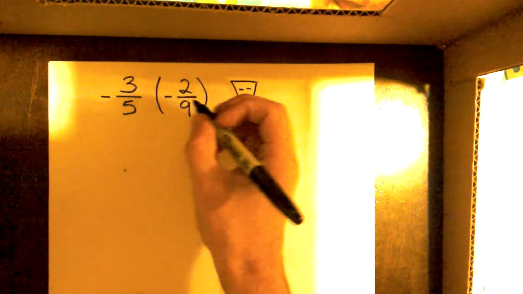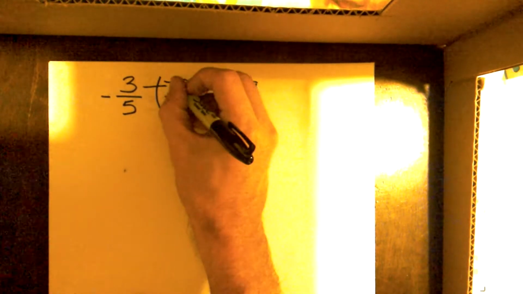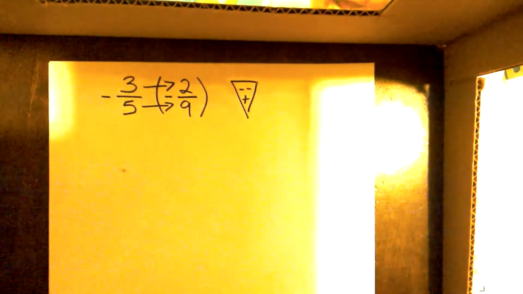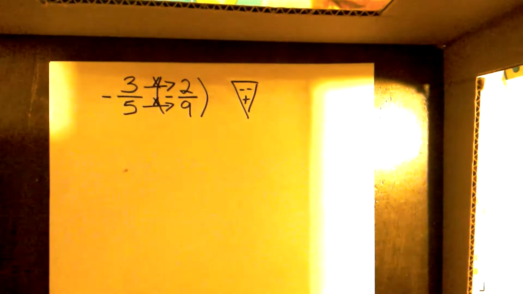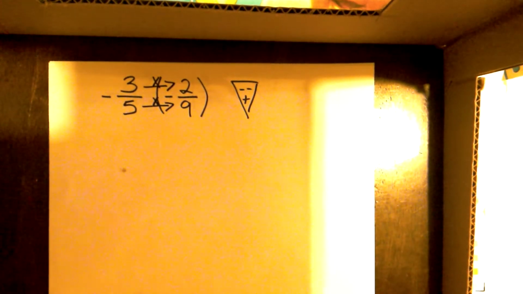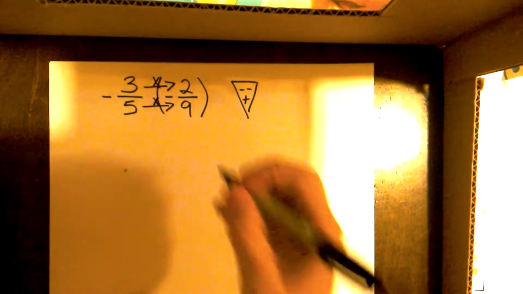Multiplying fractions, that's no problem. Take the top times the top and the bottom times the bottom. So for this example, all I'm going to do is multiply 3 times 2, 5 times 9. Remember, we do not need a common denominator. To multiply fractions, you just multiply top times the top, bottom times the bottom.